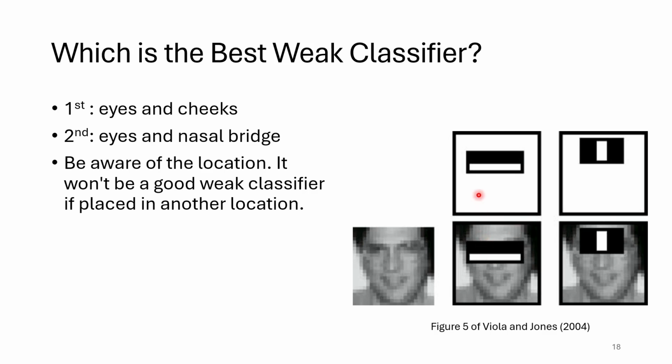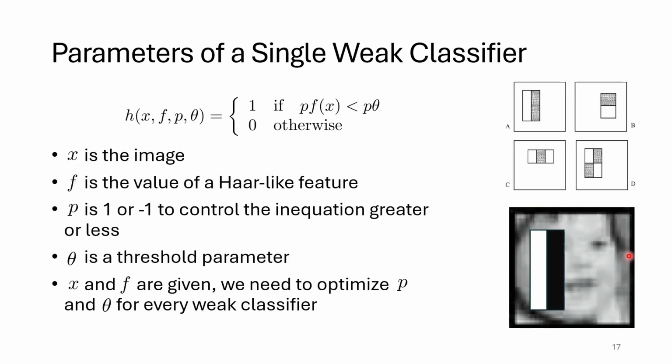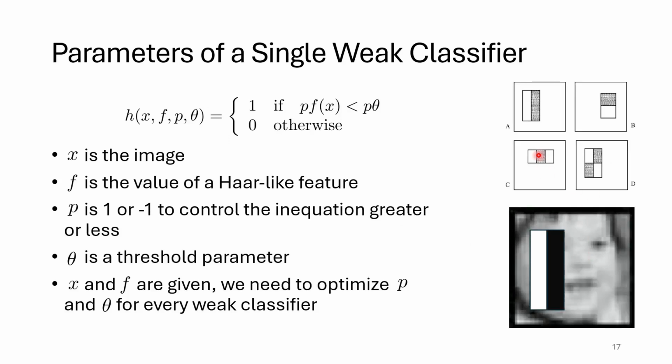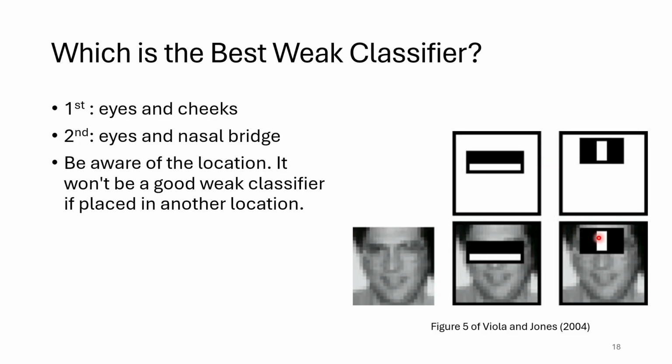The first is this one. If you place a white, this is type B. If the feature is placed on the eye and the cheek region, it is very useful, because our eyes are relatively darker than our cheek region. And this second one is type C. But in type C, you can see it is different from this image, because this is white, dark, white. But here it is dark, white, dark.